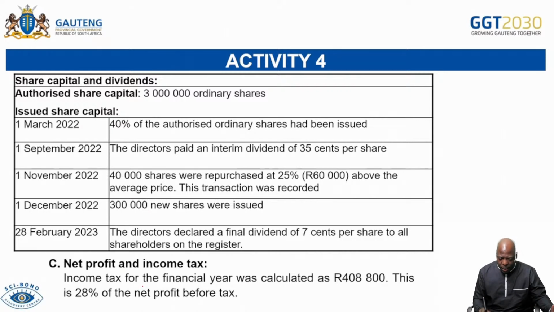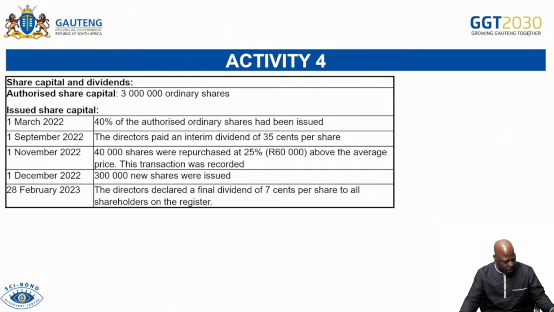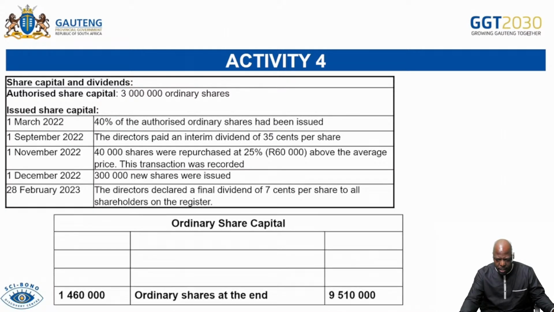And here they say net profit and income tax. There is the information. And let's see what else we're given. We're given the share capital and dividends. Okay, so here's the information. And let's start then with our note number 7. That will make it easy as we go forward.